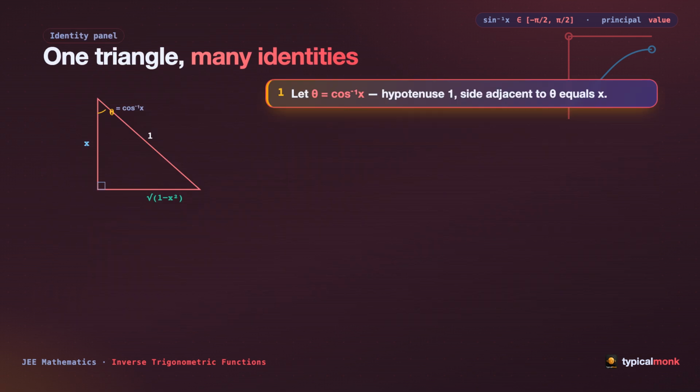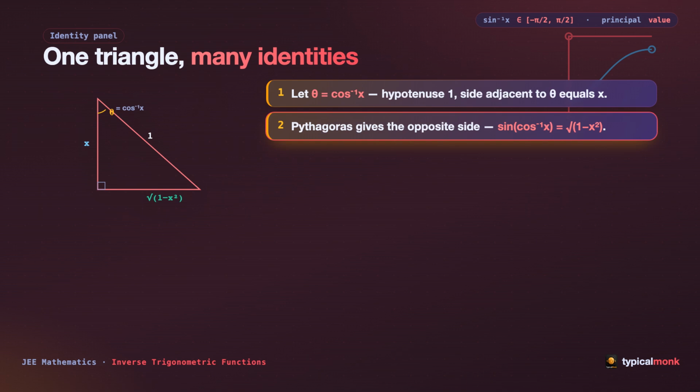Now watch. A single right triangle unlocks a whole family of identities. First, let θ equal cosine inverse x. Then cosine of θ equals x. So draw a right triangle with hypotenuse 1 and the side next to θ equal to x. Second, Pythagoras hands us the missing side. The side opposite θ is the square root of 1 minus x squared. Read straight off the triangle, sine of cosine inverse x equals the square root of 1 minus x squared.